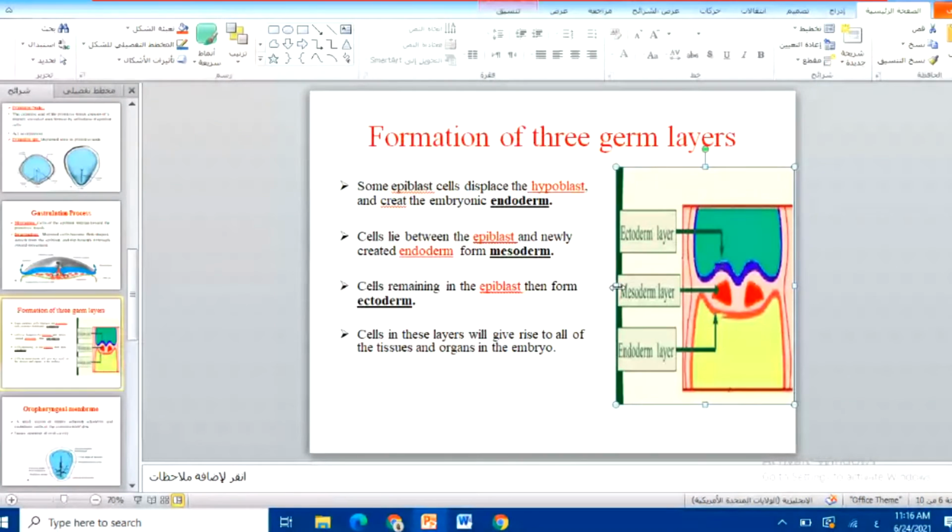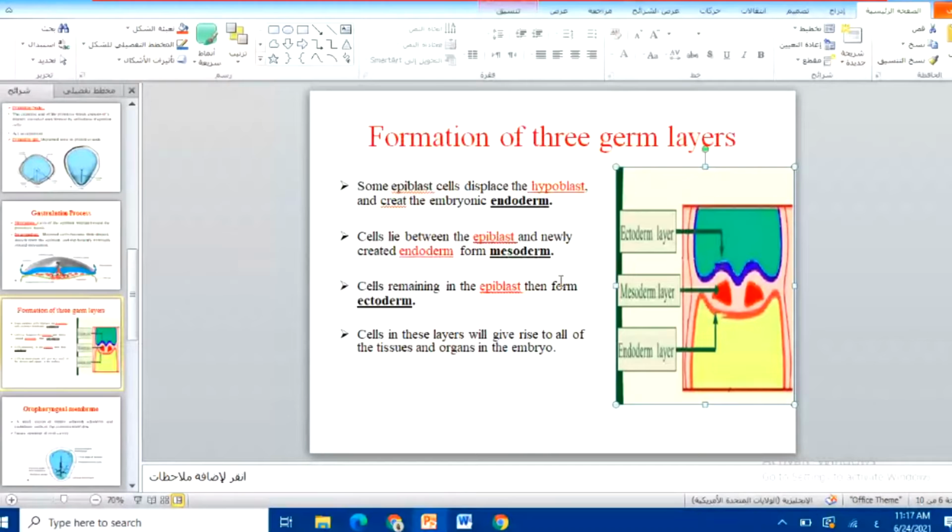We have repeated endoderm, ectoderm, and mesoderm a million times. They all have a function, which is giving rise to all tissues and organs in the embryo.